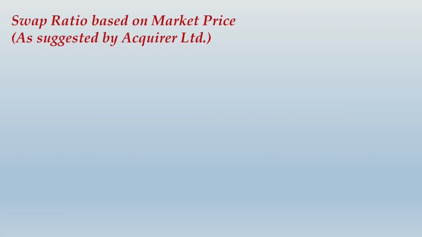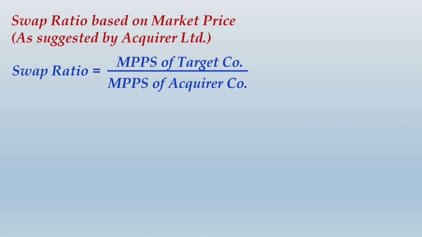In the solution, we would first begin with the swap ratio based on market price that was suggested by the acquirer company, that is named as Acquirer Limited. So obviously the swap ratio would be market price per share of target company divided by market price per share of acquirer company, and market price per share of both these companies are given as 80 for target and 400 for the acquirer. That would give you the swap ratio as 1/5 or 1:5. That means one share of acquirer company should be given for every 5 shares held in the target company.